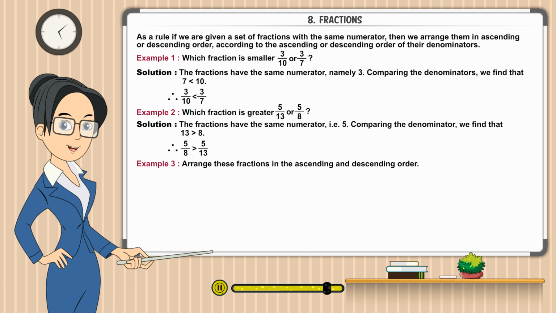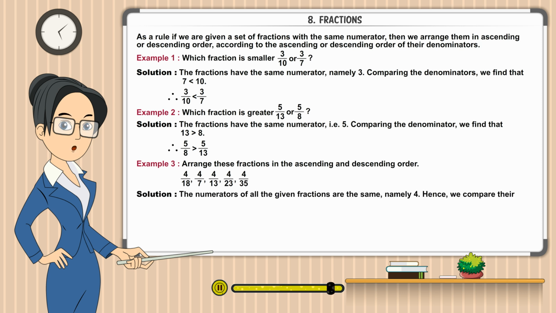Example 3. Arrange these fractions in ascending and descending order. 4 upon 18, 4 upon 7, 4 upon 13, 4 upon 23, 4 upon 35. Solution. The numerators of all the given fractions are the same, namely 4. Hence, we compare their denominators. 7 is less than 13, is less than 18, is less than 23, is less than 35.